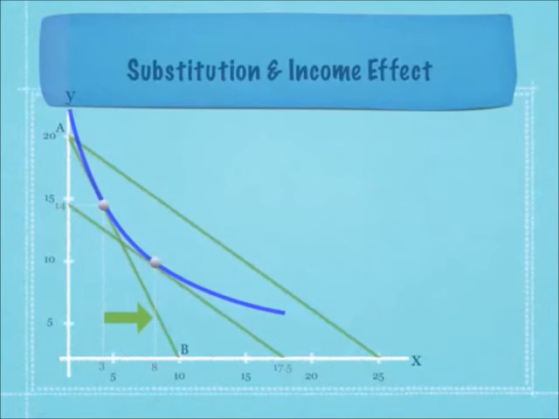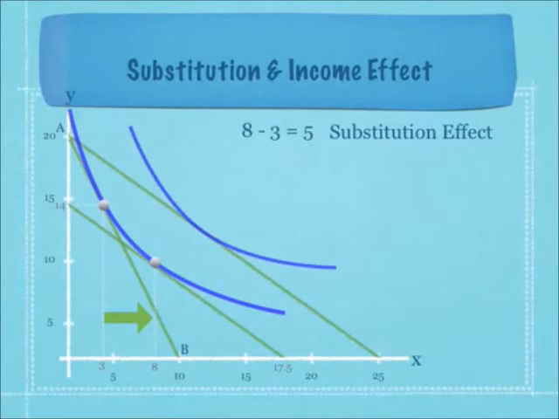The substitution effect is the change in the marginal rate of substitution, or the slope of the line. So the consumer moves down the indifference curve. The substitution effect is 8 minus 3, or 5. That's the substitution effect. And one more time, what that means is the consumer, since the price of X falls, will substitute X for Y.